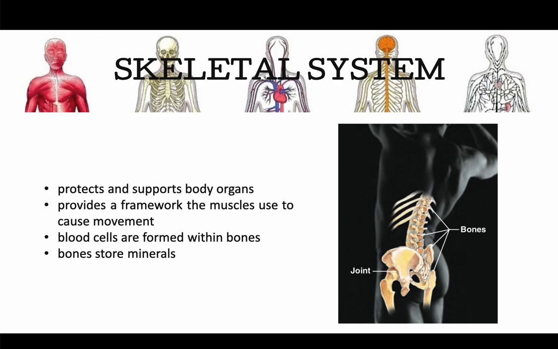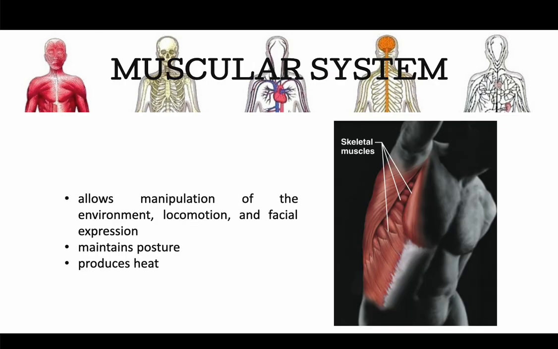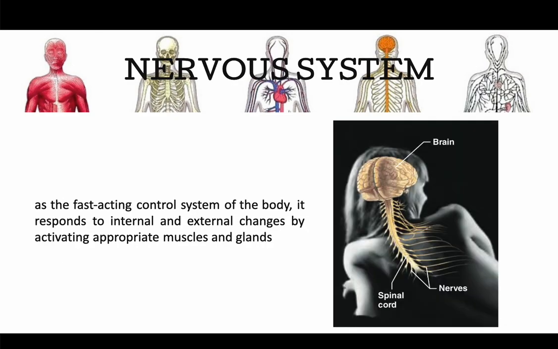Next is your skeletal system. They provide a framework the muscles use to cause movement. They protect and support your body organs. Blood cells are formed within bones, and bones store minerals. We'll learn all of those later. Muscular system: they allow manipulation of the environment, locomotion, and facial expression. They maintain posture and they produce heat.